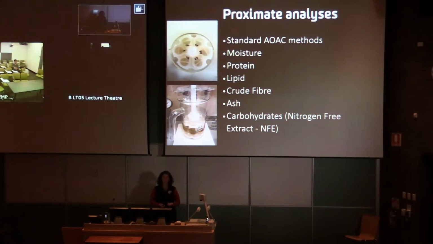So the other type of nutritional analysis that we looked at was proximal analysis, and this looks at moisture content and total protein, lipids, crude fibre, ash, and total carbohydrates. So it gives us an idea of the overall composition of the seaweeds from this gross perspective.